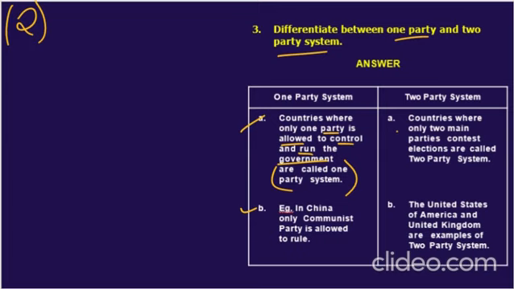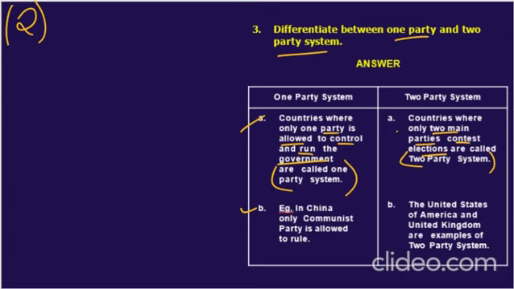Now see this. One party system, the name itself says it. In the countries where one party system is followed, only a single political party is allowed to rule. It's allowed to govern. That is one party system. Next, two party system means that countries where only two main parties contest elections are called the two party system. Now see this, you cannot write that any two parties will rule, or two or more parties. No. When I say two party system, only the major two parties are going to contest elections. That's it. Only they will be in the elections, and they will be called the two party system.